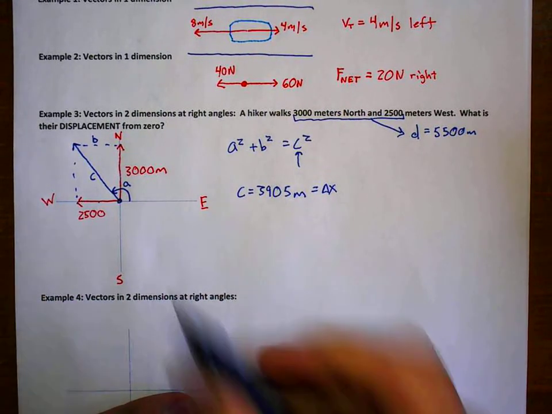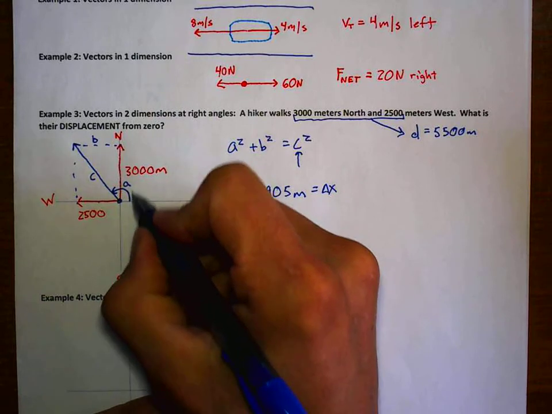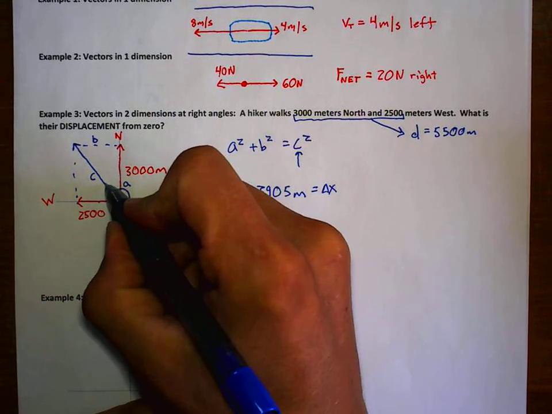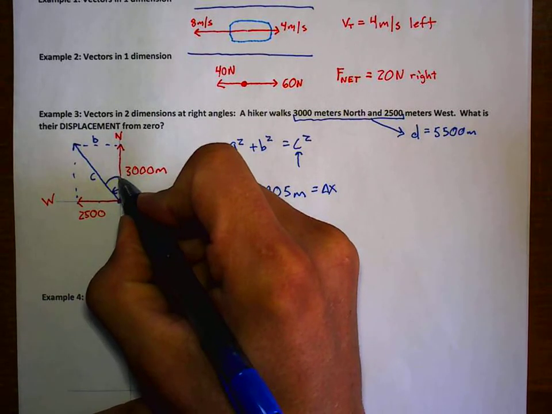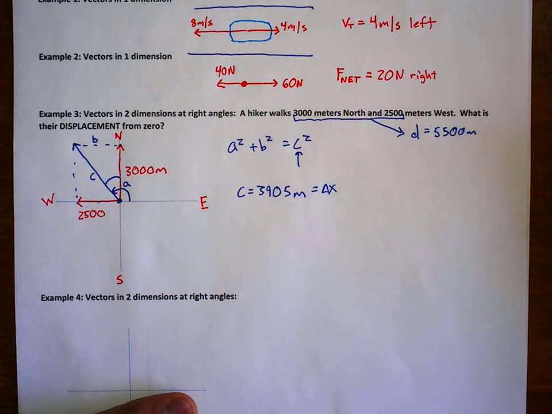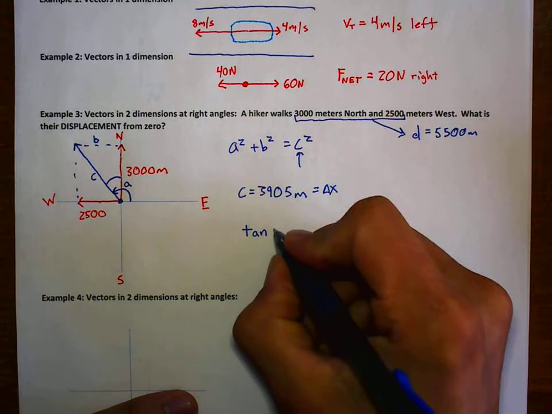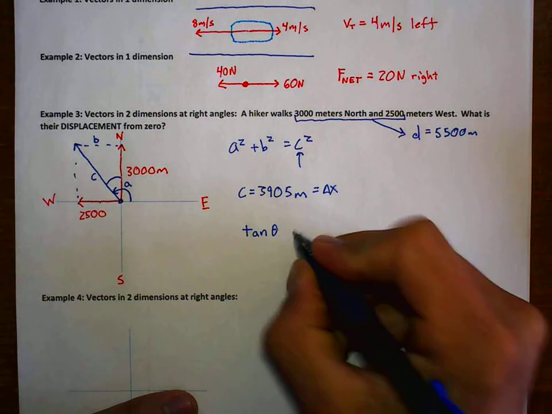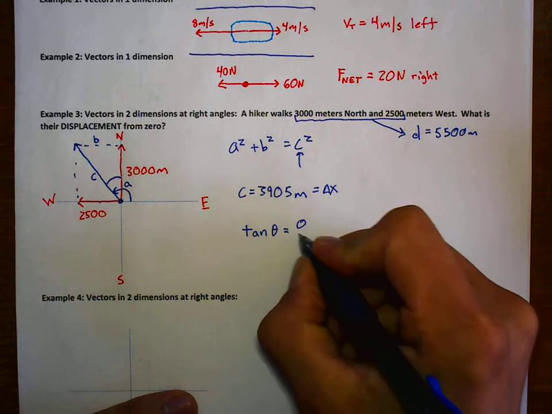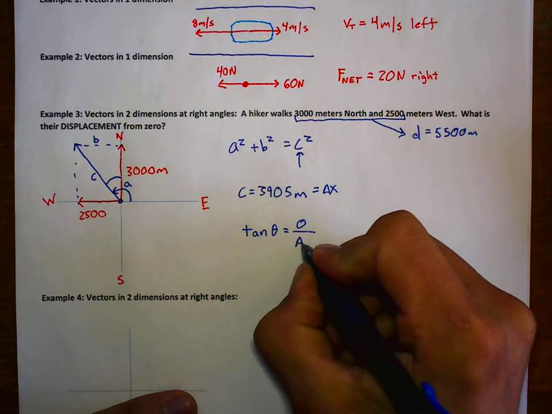But I'm going to start, because I know that this part is 90, I'm going to start by just getting this angle. Okay, so I can actually use any trig function I want. So pick your favorite trig function. Hopefully you have one. Mine happens to be tangent. So I'm going to say tangent of theta is equal to opposite over adjacent.